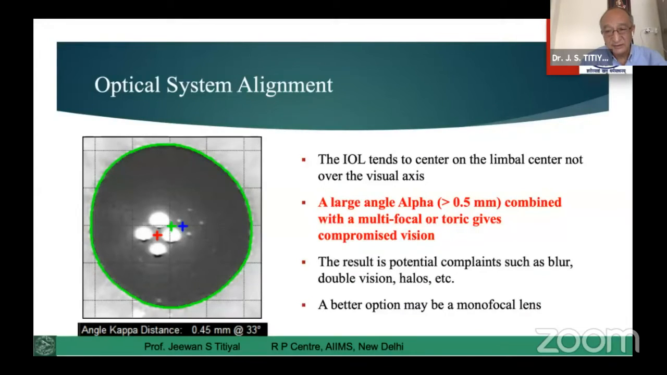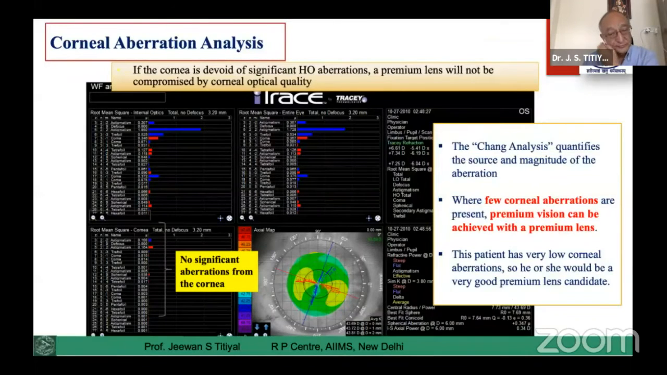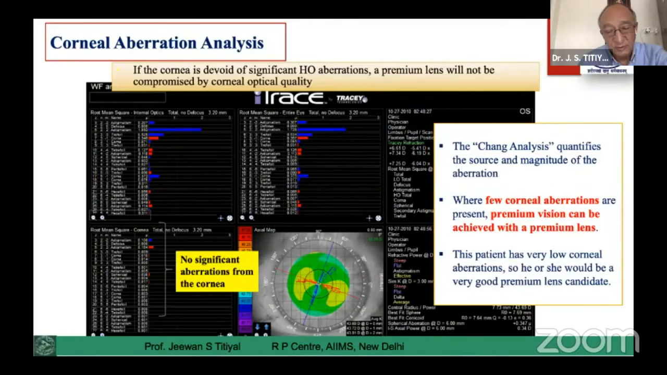Angle alpha was greatly discussed. A larger angle alpha will definitely be a problem for all types of lenses, except for a spherical lens, and that has to be taken into consideration. Another important thing is separating the total aberration from the corneal aberrations. If you see here, this patient doesn't have a significant corneal aberration. So this is a good case for a toric or a multifocal, which Dr. Rajesh is going to cover. The cornea is healthy, no aberrations. The outcome is going to be much better in terms of quality of vision. If you look into the point spread function or MTF values, they will be very good in this patient.